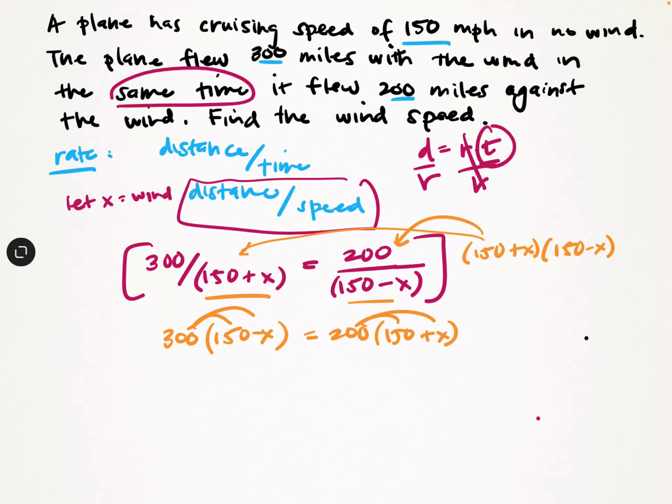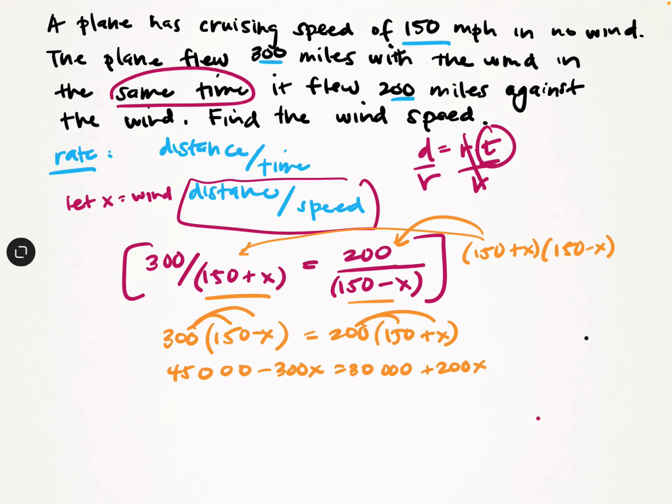So 300 times 150, that's 1, 2, 3 zeros, and then 3 times 15 is 45. And then minus 300x. On the right side, 200 times 150, that's 3 zeros again, and then 2 times 15 is 30, plus 200x.